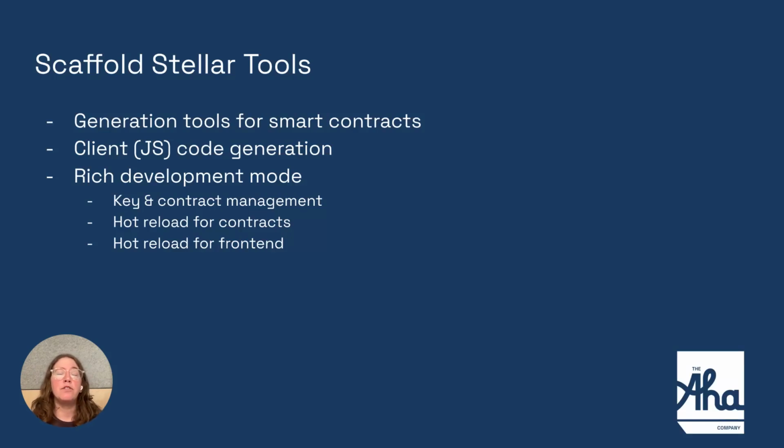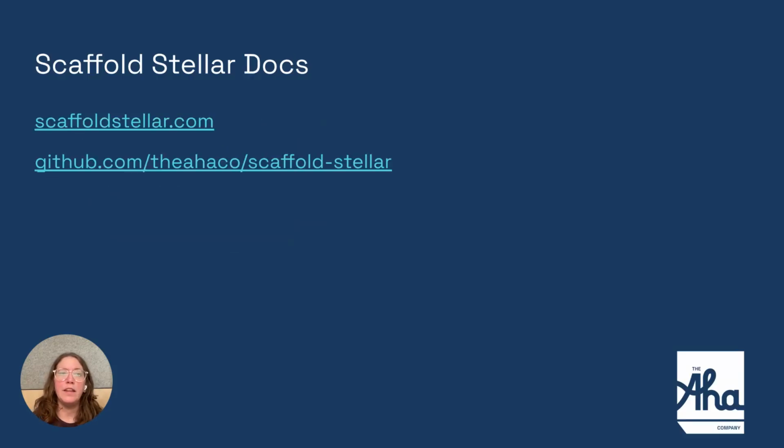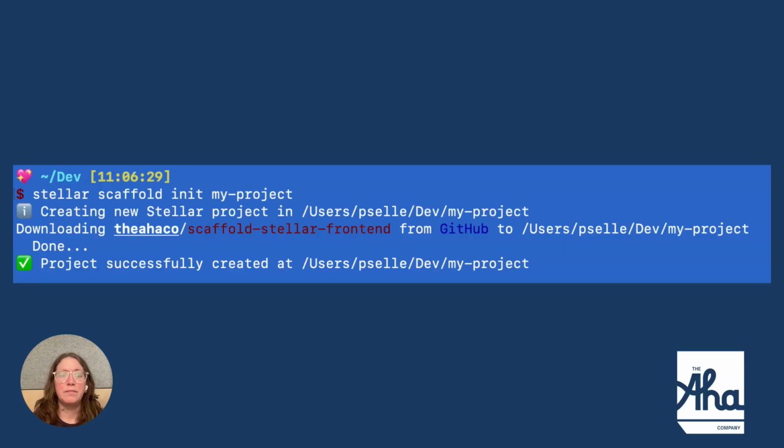And so now I'm going to go through some of those tools and then talk about the challenge of this hackathon. The docs that you'll use, and there'll be a lot more links available in the hackathon, are scaffoldstellar.com, and on the AHA company, our GitHub page, because we're the builders of Scaffold Stellar.